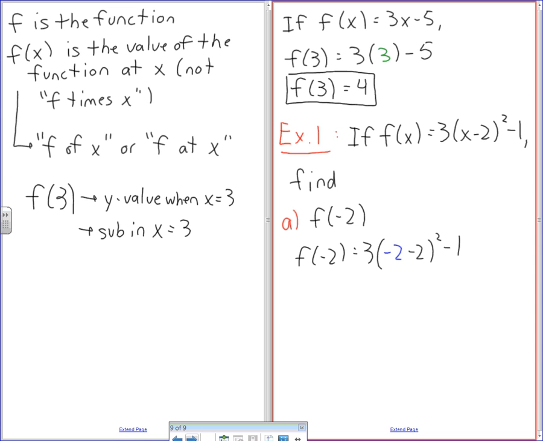Okay, Adam, what's negative 2 minus 2, please? Negative 4. Good. Riley, what's negative 4 squared, please? 16. Chantel, should I ask or not say? I'll ask for Chantel. Michelle, 3 times 16, that's 48, minus 1, which is 47. So f of negative 2 is 47.